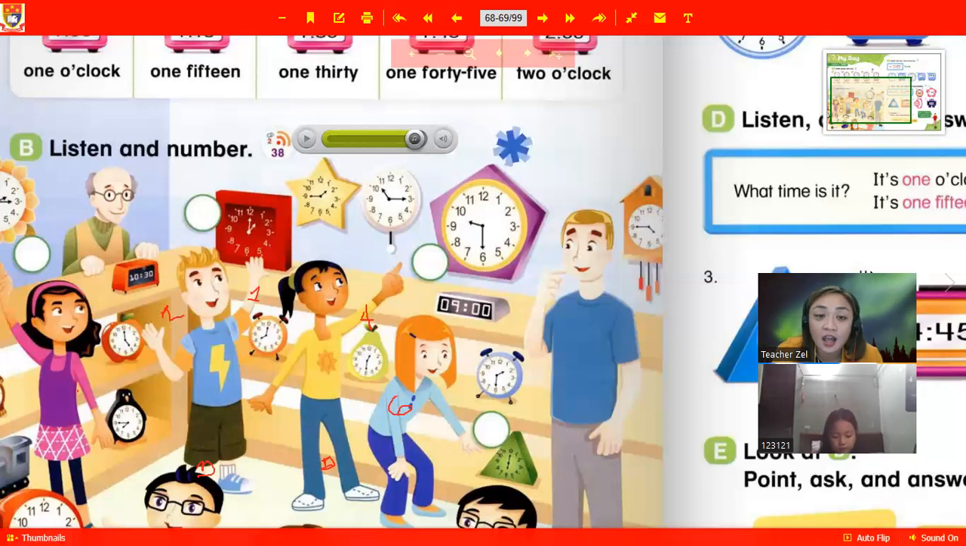How about the circle clock? Okay, the circle clock. What time is it? It's 10:15. Wow, very good. How about this clock? What time is it? It's 4:45. Yes. Wow, good job, Bella. You know how to read the time.